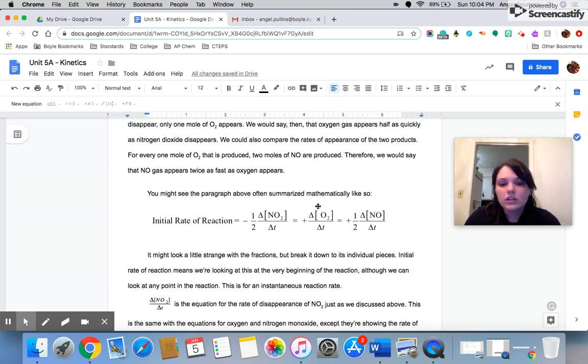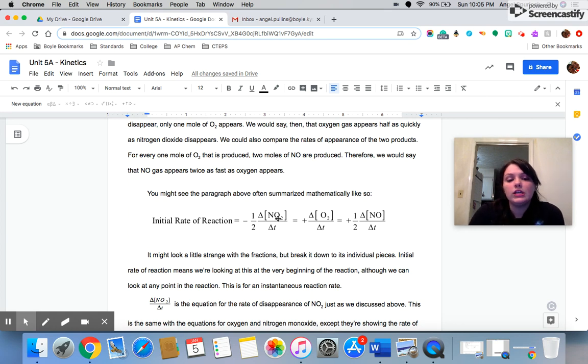This whole big thing is where it starts to get complicated. So let's just break it down one thing at a time. Change in concentration of NO2 over change in time. Well, that's just rate. That's all that is. That's just rate. This is the rate of disappearance, and we know that it's rate of disappearance because there's a negative sign right here. This is the rate of disappearance of nitrogen dioxide. And relatively, it's going to be equal to the rate of appearance of oxygen gas and of nitrogen monoxide.